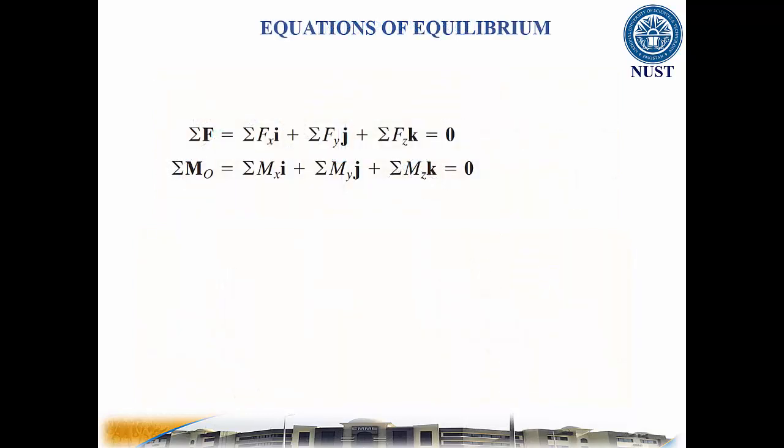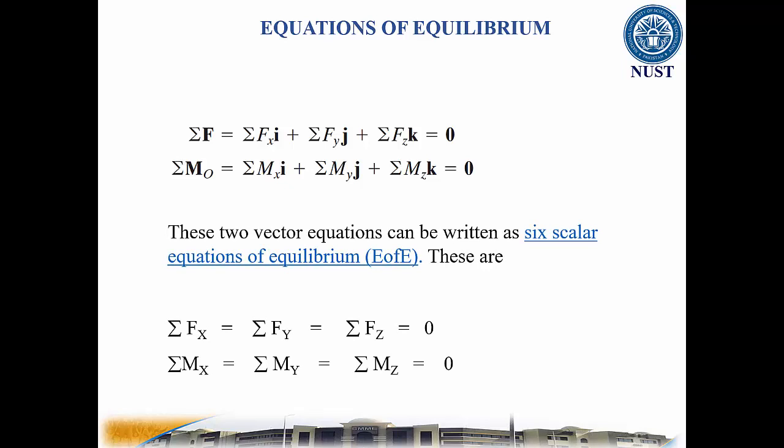As stated earlier, when a body is in equilibrium, the net force and the net moment equal zero, such that the summation of all force components and the moment about O is zero. These two vector equations can be written as six scalar equations of equilibrium. These are shown here. The moment equations can be determined about any point. Usually choosing the point where the maximum number of unknown forces are present simplifies the solution.